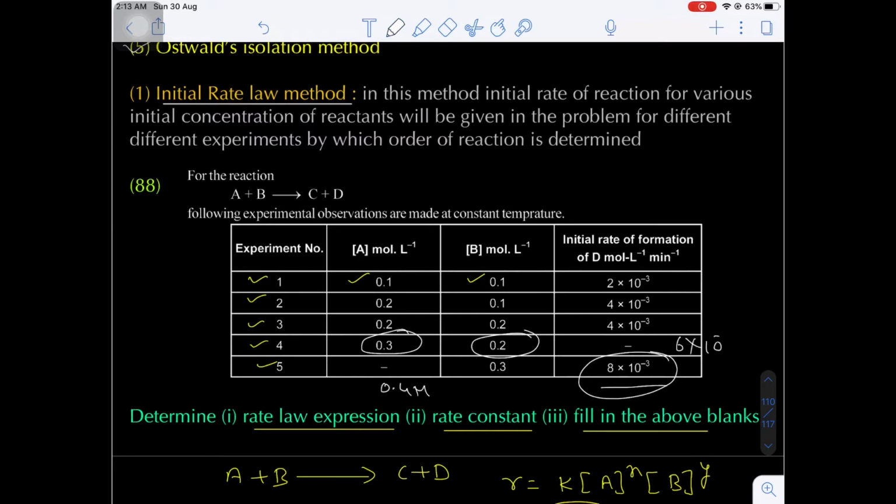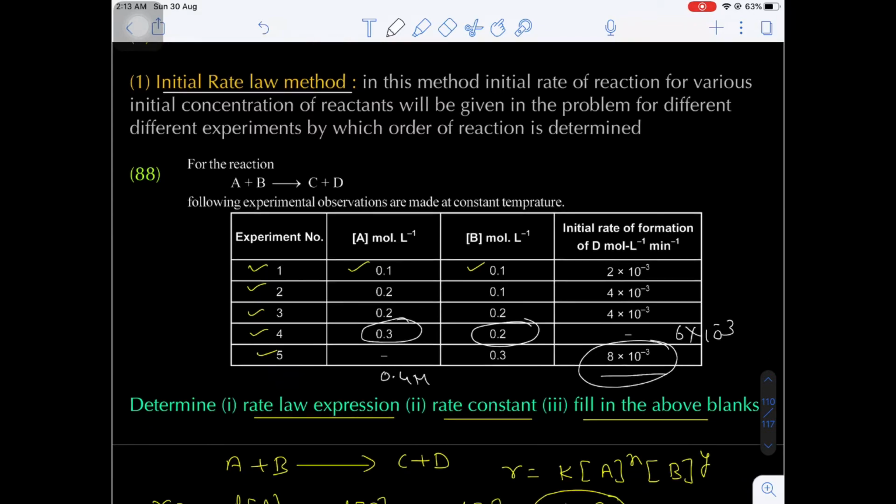6 into 10 raised to minus 3. Are you getting my point? 6 into 10 raised to minus 3.